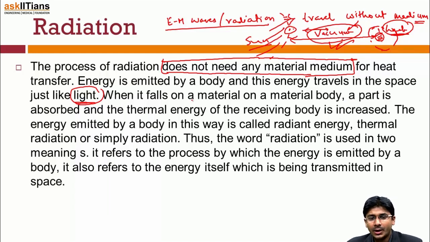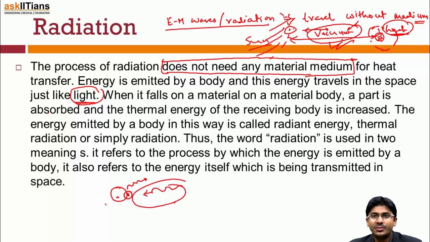When it falls on a material body, a part is absorbed and the thermal energy of the receiving body is increased. Now what happens when something receives the radiation? Now this is a body. There is radiation that is coming in. When it reaches here, what will happen? Some amount may be absorbed and some amount may be reflected. The absorbed one will raise the temperature of the body. Thus the energy emitted by a body in this way is called radiant energy. This energy that is being reflected from here is called radiant energy.